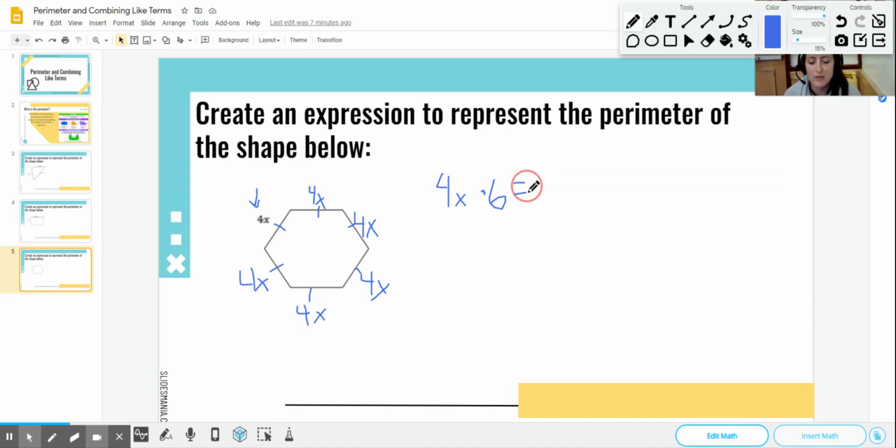I want you to pause the video and guess what you think that answer would be. And hopefully you come to the conclusion, or you knew instinctually or from previous math, that this would result in 24x. Because 4 times 6 is 24. Therefore, the expression for the perimeter is 24x.